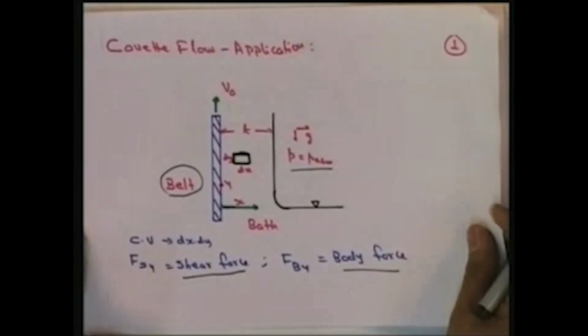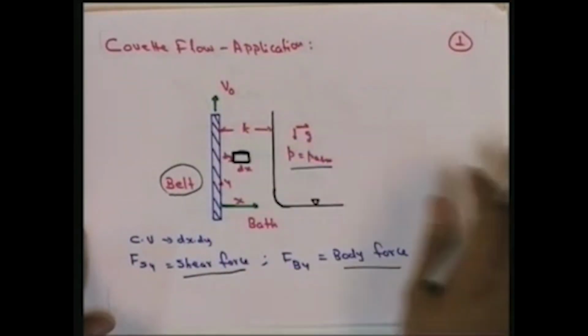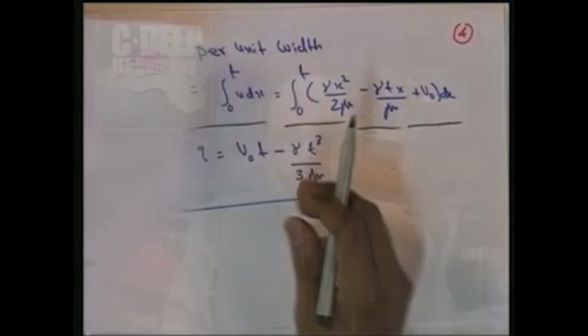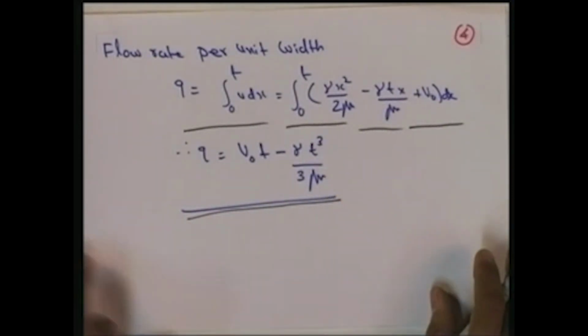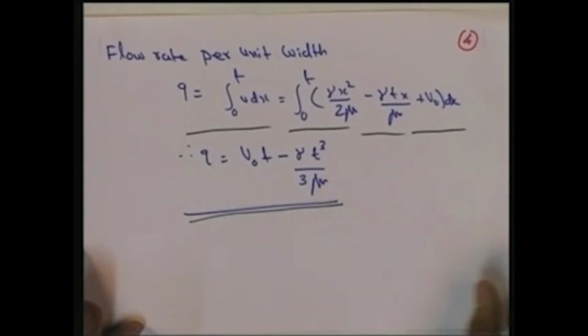Now, t is this thickness. So, with respect to this, how much fluid can be carried, we get q is equal to v0 t minus gamma t cube by 3 mu. Like this we can get the expression for the carrying capacity of the belt. Various problems like this we can solve; this is one of the applications of Couette flow, and there are various other applications like this.